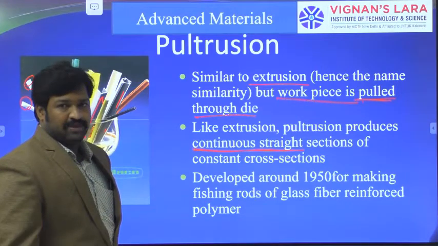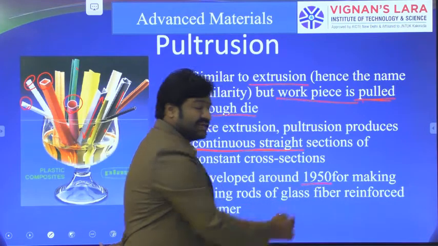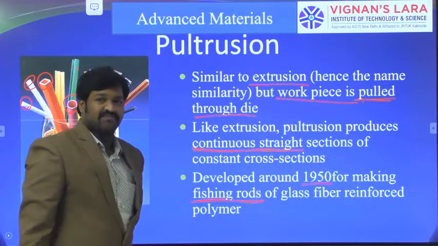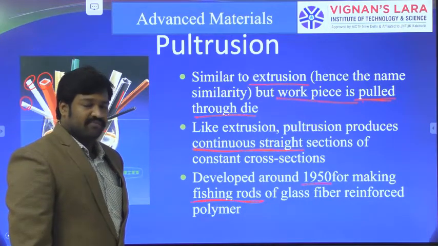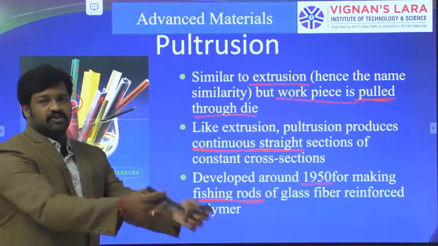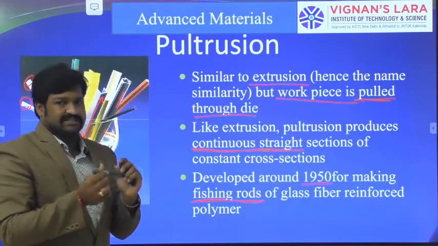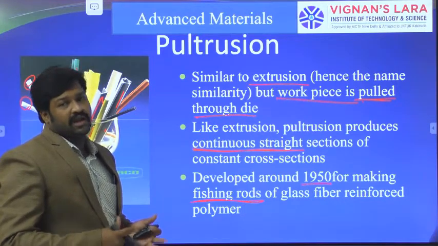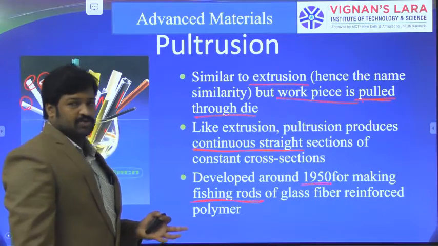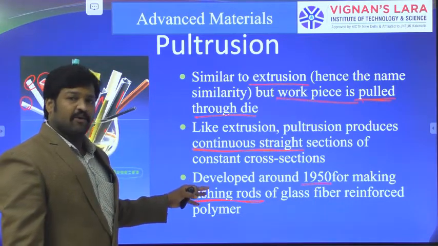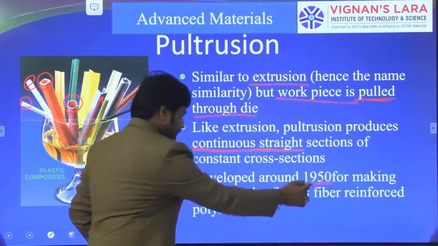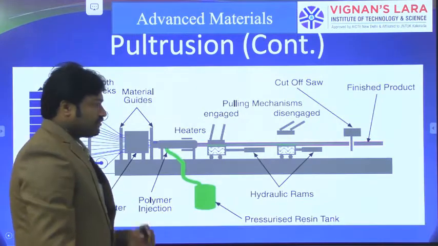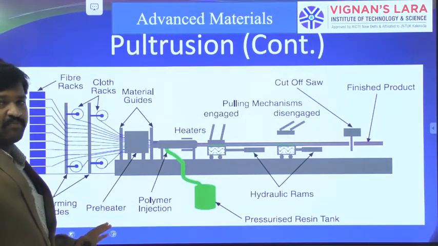This process was developed around 1950 for manufacturing of fishing rods. Initially this was produced for manufacturing of fishing rods, and as you know the rods have uniform cross section. By means of this Pultrusion process we can produce a solid component or a hollow component. Both can be produced. This was first introduced for developing fishing rods in 1950, made up of glass fiber reinforced polymer. This is the construction of Pultrusion equipment.